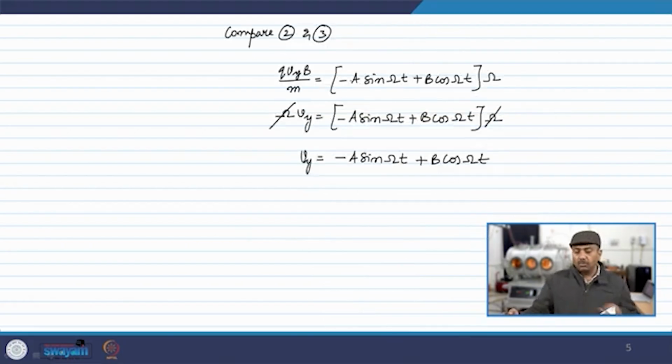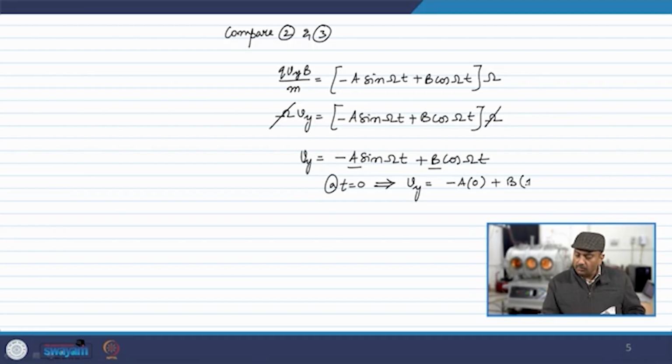So, Vy is equal to minus a sin omega t plus b cos omega t. So, we still have the same constant. This is the beauty of the coupled Vx and Vy, okay. So, now let us say at t is equal to 0, we will get Vy is equal to minus a into 0 sin 0 plus b into 1, which implies b is equal to v0y. At t is equal to 0, the velocity is v0y.